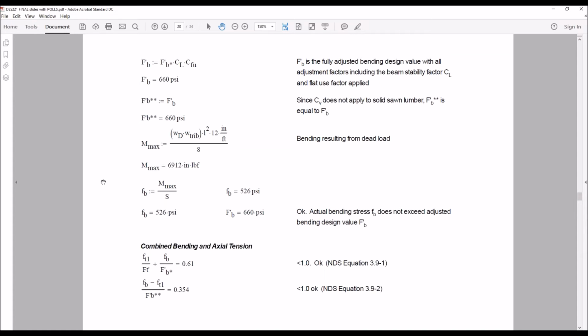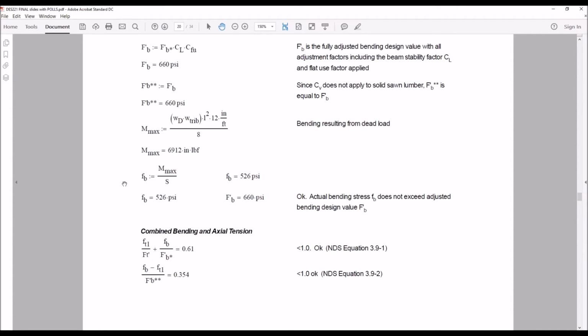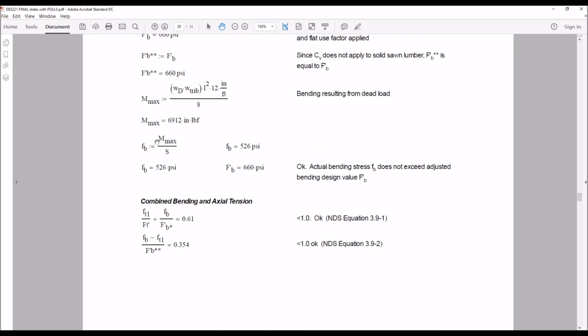So calculating our bending stress, it is equal to M over S, remember, maximum moment over the section modulus. And our applied bending stress is 526 psi compared to an allowable of 660. So we are not exceeding the capacity in bending either, so we're doing good.